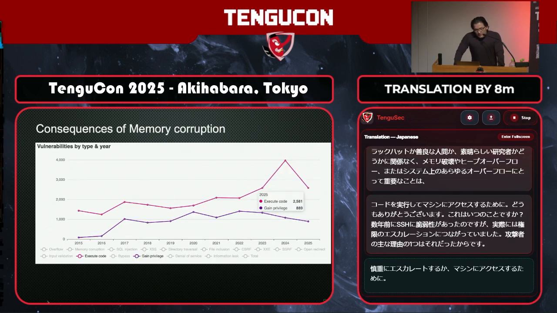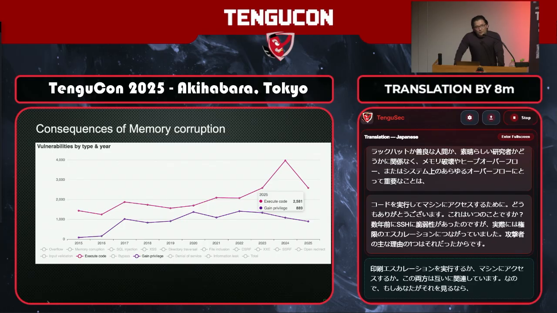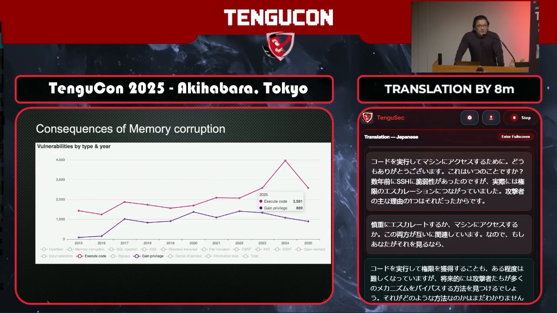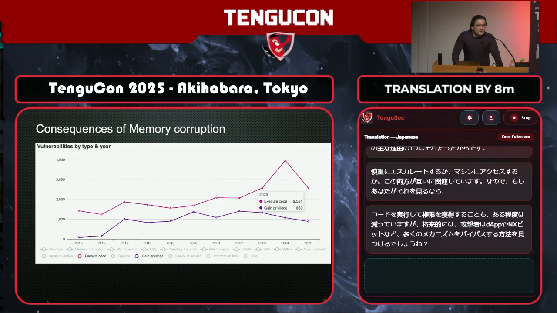Executing code and gaining privileges are also slightly reducing, but going forward, at some point the attackers are going to find a way to bypass a lot of mechanisms, whether it's DEP or NX bits. A lot of prevention mechanisms are there, and a lot of canaries, harder canaries, are being placed by the compilers. But at some point they're going to be bypassed.